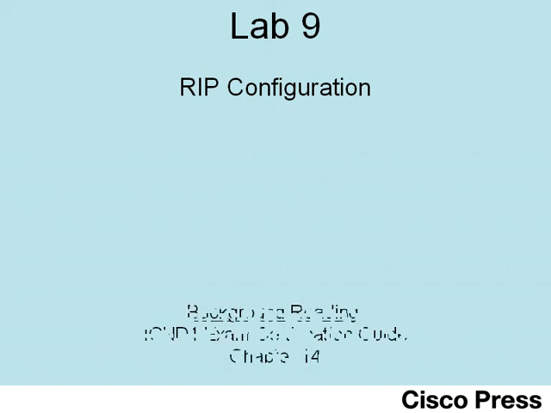Hello and welcome to ICND 1 Lab 9, which shows how to configure RIP with default version settings, as well as how to configure a network of 3 routers to use RIP version 2. For those of you using the Cisco Press exam certification guides, note that the material covered in this video is also covered in the ICND 1 books, Chapter 14.